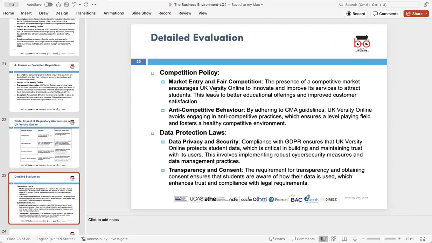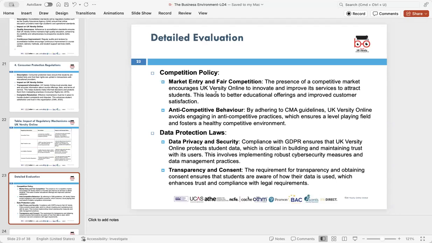Okay, so next is competition policy. Competition or competitive policy fosters a competitive environment where UK Versity Online is incentivized to innovate and enhance its educational offering to attract students. This competitive pressure drives improvements in service quality and educational content, ultimately leading to higher levels of consumer satisfaction by encouraging fair competition.